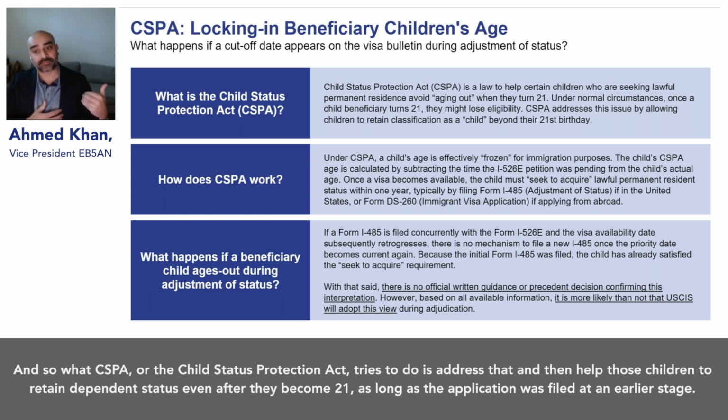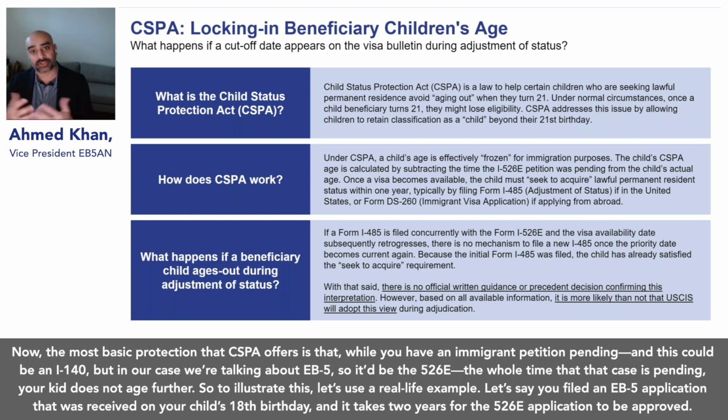Now, the most basic protection that CSPA offers is that while you have an immigrant petition pending, and this could be an I-140, but in our case, we're talking about EB-5, so it'd be the I-526E, the whole time that case is pending, your kid does not age further.